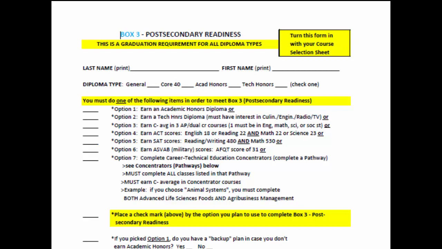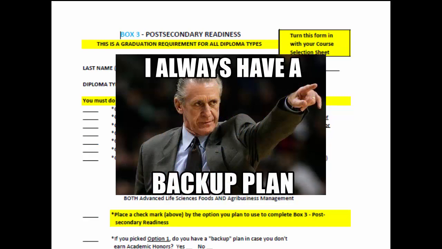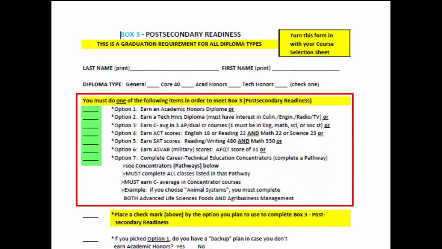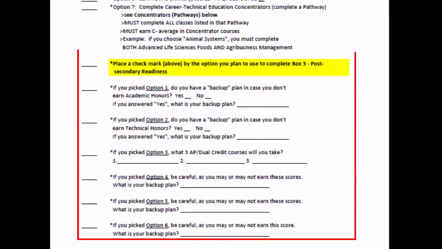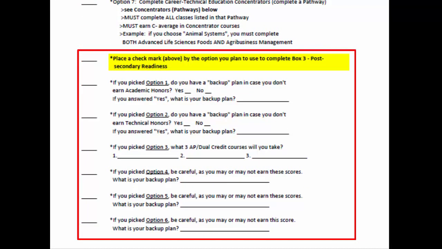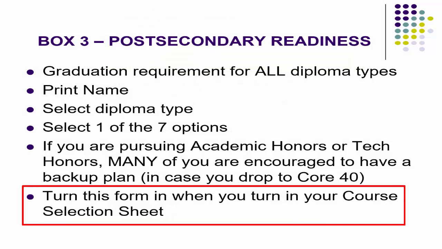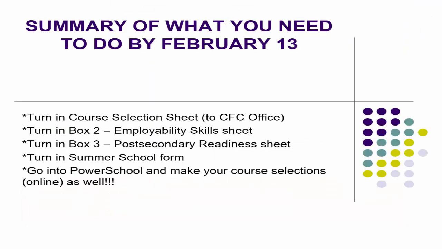If you are pursuing an academic honors diploma or a technical honors diploma, many of you are encouraged to have a backup plan in case you drop to Core 40 diploma. Again, you will select one of the 7 options by placing a check mark beside it. Make sure you also complete the bottom part of the first page and the top part of the second page. Make sure you turn in this Box 3 post-secondary readiness sheet when you're turning in your course selection sheet.